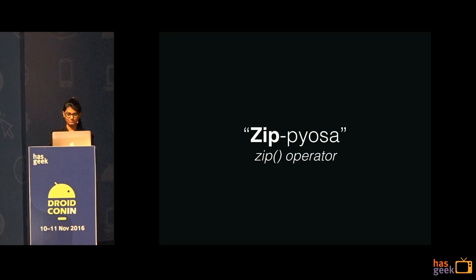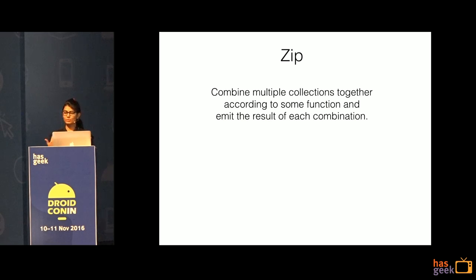So let's take a look at some complex spells which are doing all the magic out there. Complex operators. First one is the Zipiosa spell or the zip operator. What the zip operator does is it combines multiple collections together according to some function and then emits the result of the combination. For example, if you're getting something from one API call and you're getting something else from another API call, then you want to get those two results and create another object from those two results. That is what zip will do.